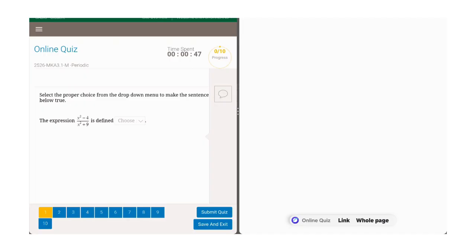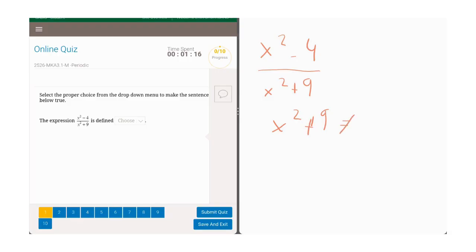Start with 3.1. The first question, we have the expression x squared minus 4 over x squared plus 9. We need to find what value of x will make the expression defined. To make it defined, we need to make the denominator not equal to 0. So x squared plus 9 should not be equal to 0.